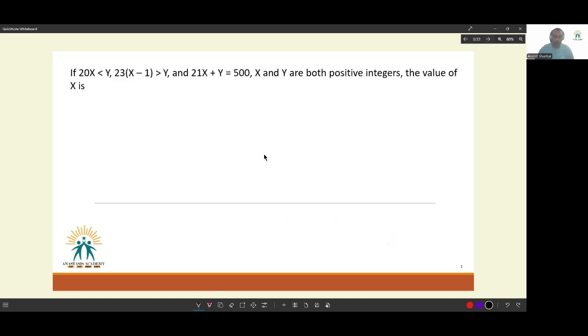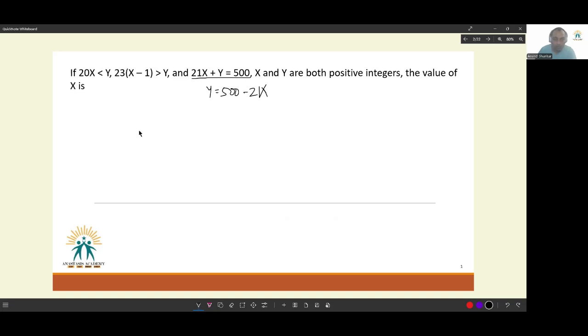First one, if 20x is less than y, and 23 times of x minus 1 is greater than y, and 21x plus y is equal to 500, x and y are both positive integers, the value of x is. Okay. First thing you have to do is, first we look at this equality. This is our starting point. Y is equal to 500 minus 21x. And we go ahead and replace them in the first two inequalities.